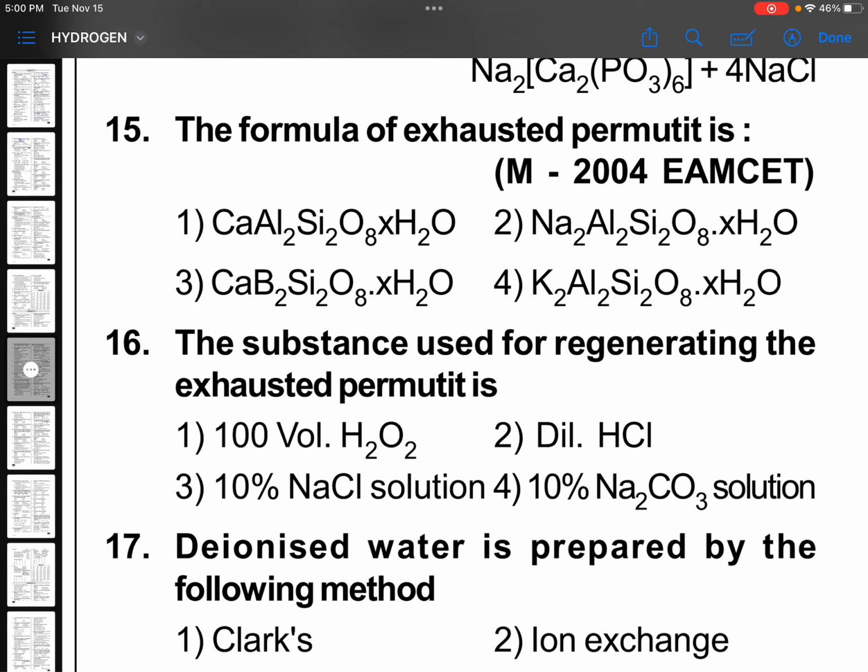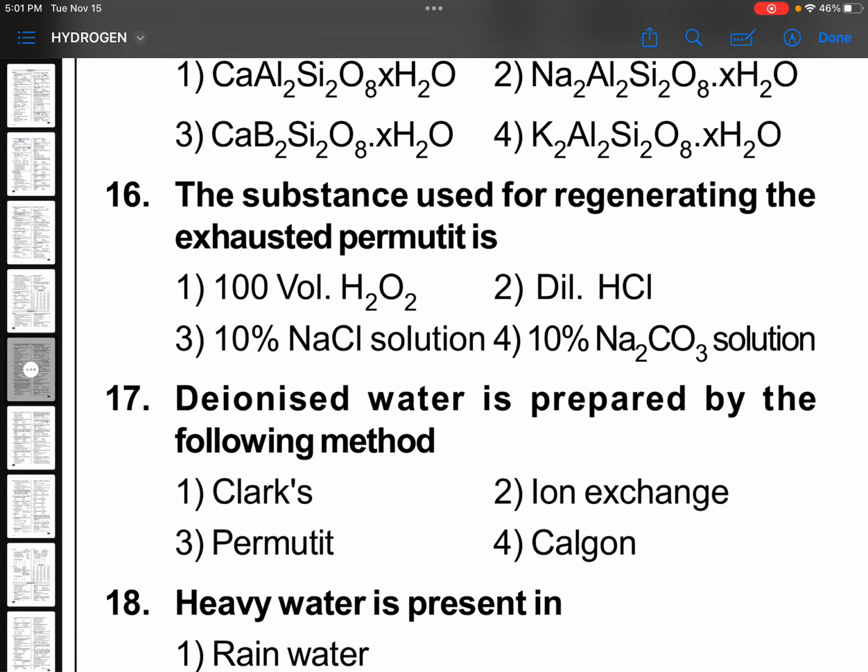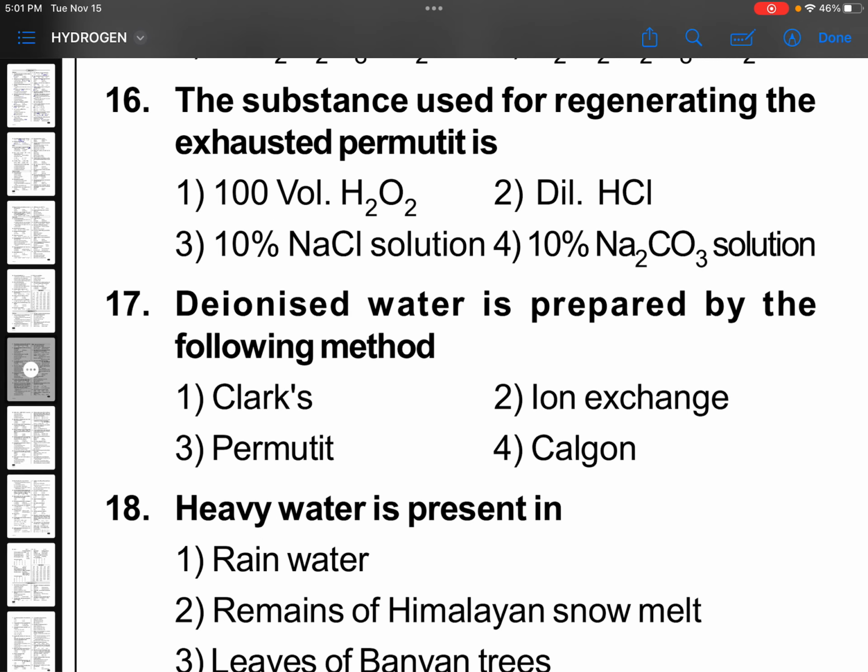So 15th question, option 1. Na2Al2Si2O8·xH2O. Sodiums are out and calcium is in. So CaAl2Si2O8. 15th question, option 1. Exhausted means no sodiums, only calcium or magnesium. The substance used for regenerating the exhausted permutit is, generally we use 10% NaCl solution, which we call brine solution. 16th question, option 3.